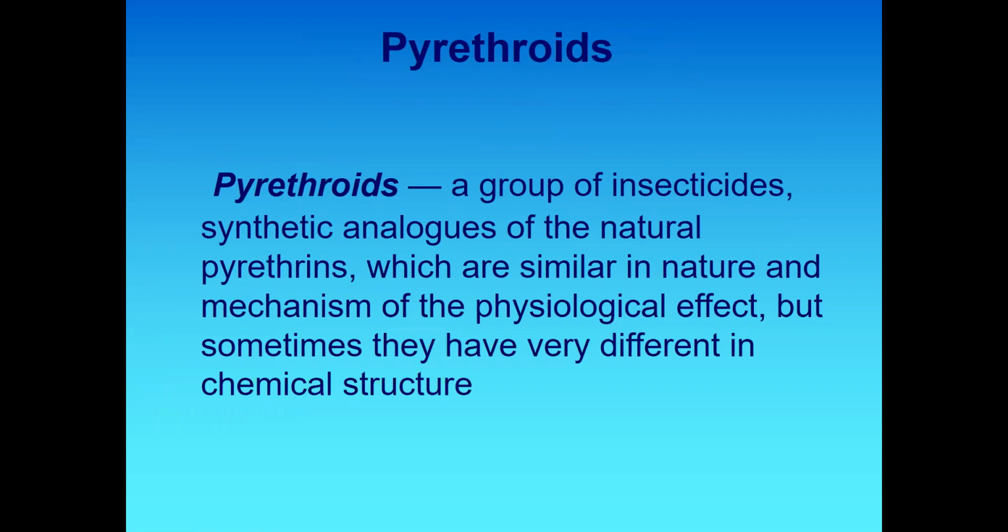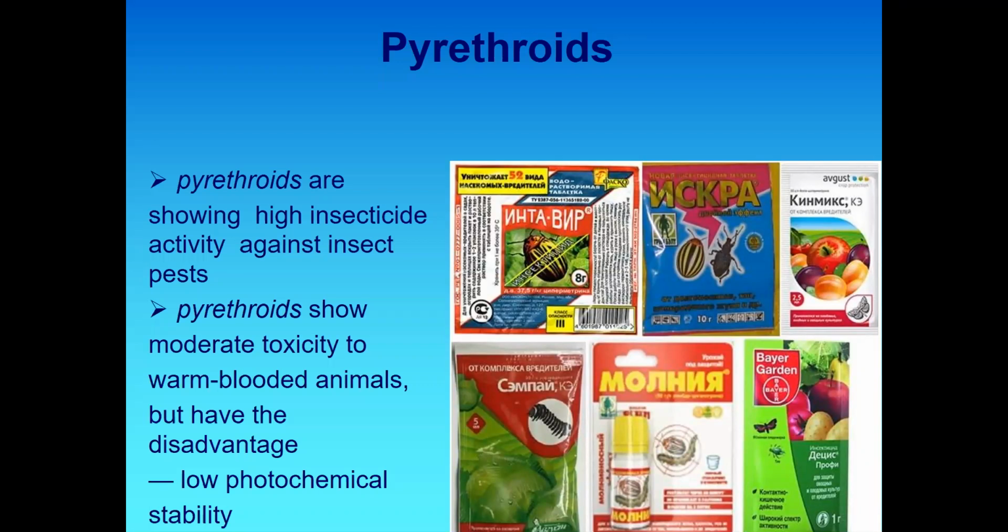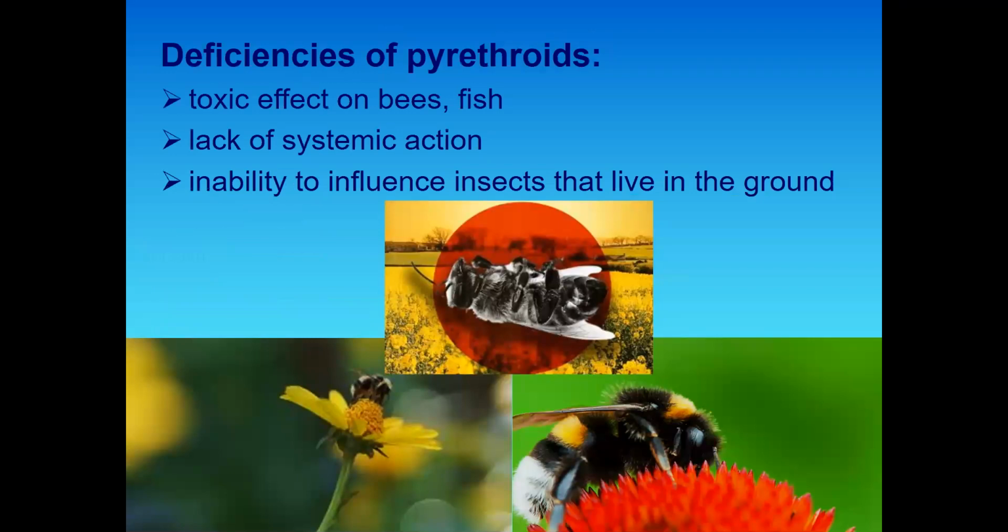Pyrethroids. Pyrethroids are a group of insecticides, synthetic analogues of the natural pyrethrins, which are similar in nature and mechanism of physiological effect, but sometimes very different in chemical structure. Pyrethroids show high insecticide activity against insect pests. Pyrethroids show moderate toxicity to warm-blooded animals, but have the disadvantage of low photochemical stability. Their deficiencies are toxic effect on bees and fish, lack of systemic action, and inability to influence insects that live in the ground.